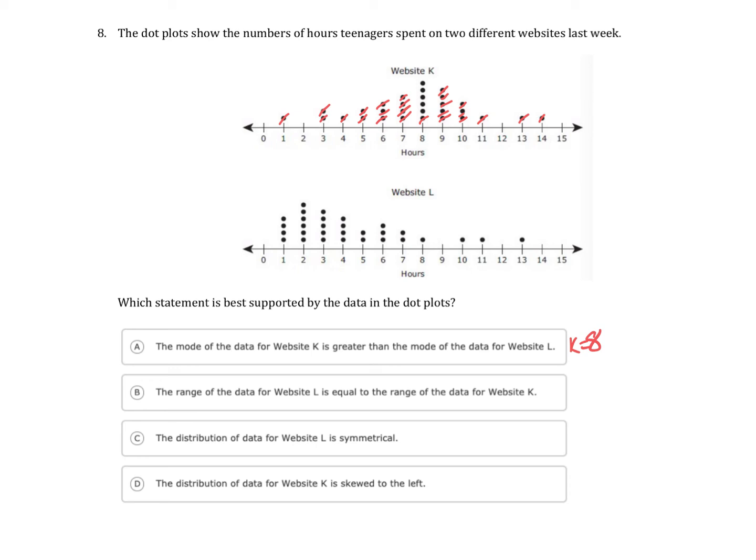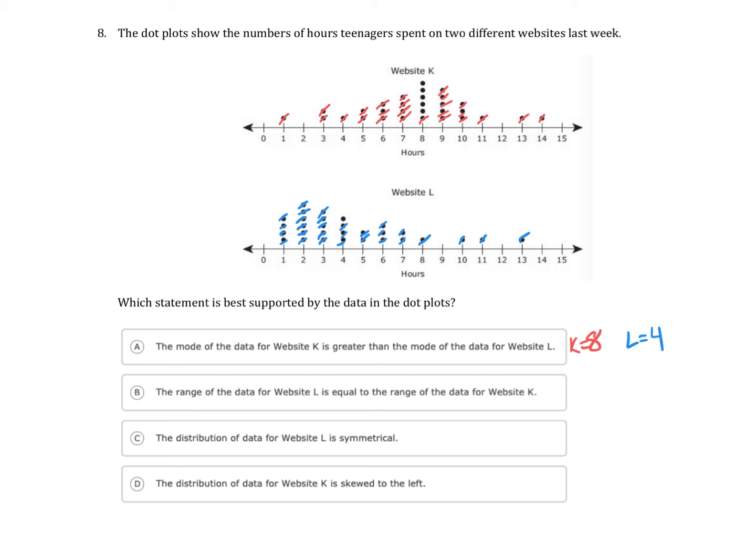Let's use blue for website L. So again, start at the front, then the back. We're going to go until we meet the middle. Make sure you do one from the front, then one from the back every single time. So here we get 4. So L equals 4. So that shows us that website K's mode is greater. So A is a pretty good answer choice, but let's check the rest just to make sure.